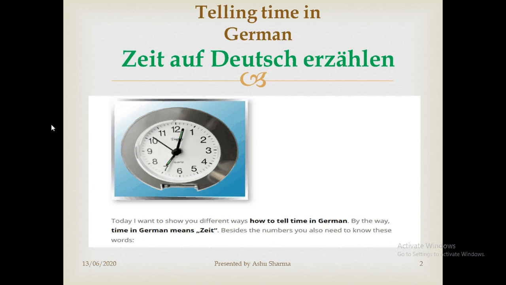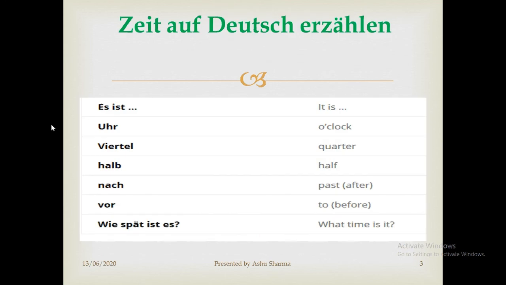By the way, time in German means Zeit. Besides the numbers, you also need to know these words. This is a very important slide. First is "it is", es ist. O'clock, Uhr. Quarter, Viertel. Half, halb. Past, nach. Before, vor. What time is it? Wie spät ist es?